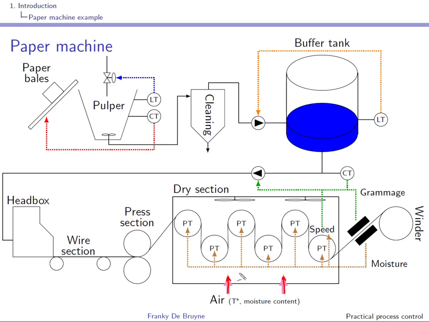If you set it too low, the so-called dew point, point de rosée in French, can be reached in the hood, and the water vapor will condense in small droplets, causing paper breaks. The idea is to control as close as possible to the dew point without reaching it.